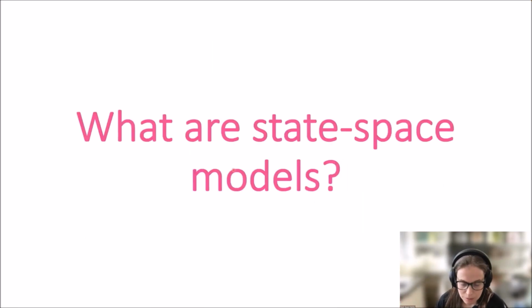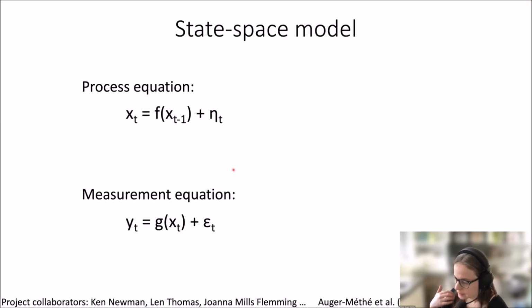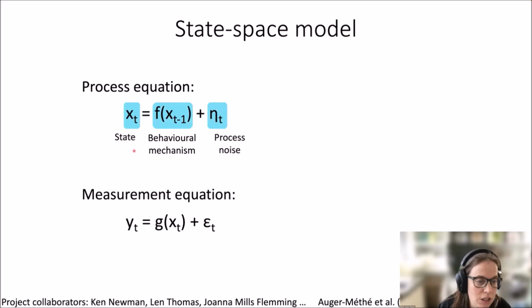But what are these state space models? Well, state space models are hierarchical models for time series. And the simplest way to think about them is with these two equations, a process equation and a measurement equation. The process equation models the underlying state, say the true population size, as a function of the state value at the previous time step. So this is a deterministic function, and it models the behavioral process. And then you have some process noise.